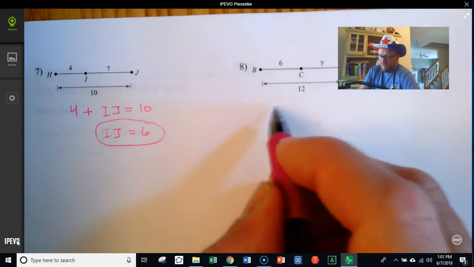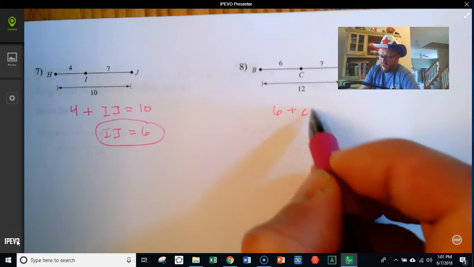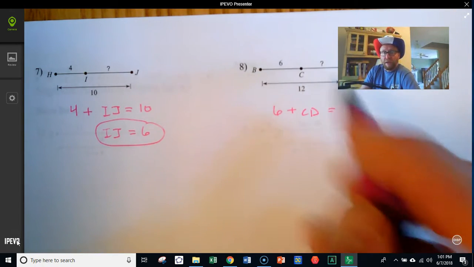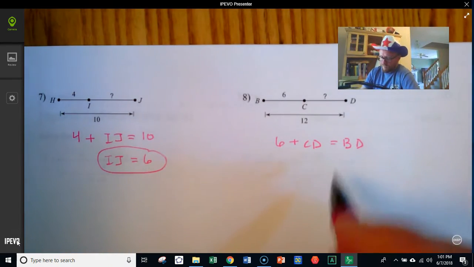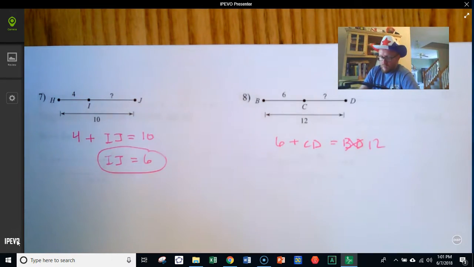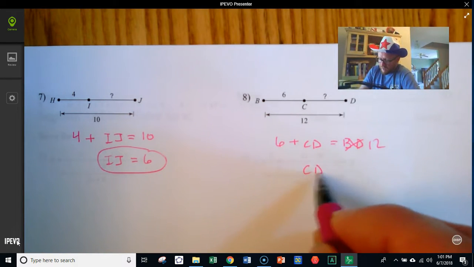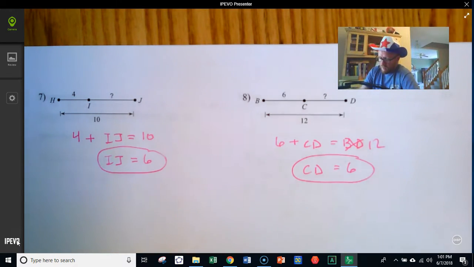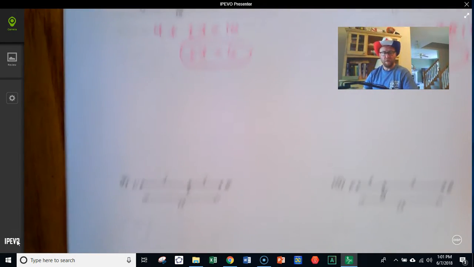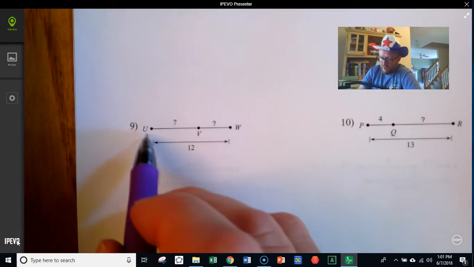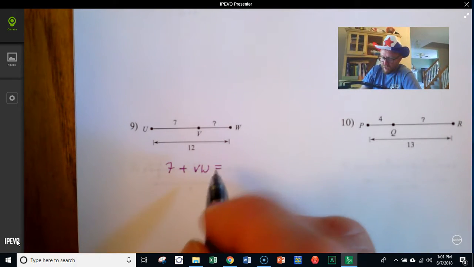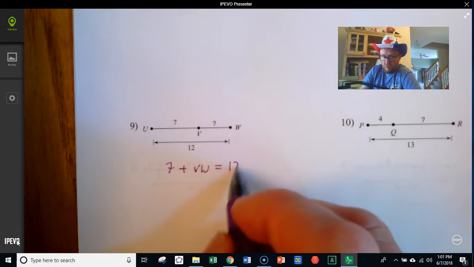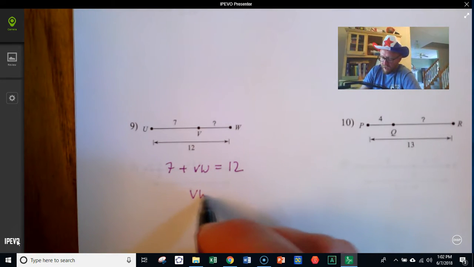Over here, we've got BC, that's 6, plus CD, don't know that, equals BD, which is 12. Take away 6 from each side, and we get CD equals 6. Okay, down here, we've got that UV, that's 7, plus VW equals UW, which is 12. Take 7 away from each side, and VW equals 5.